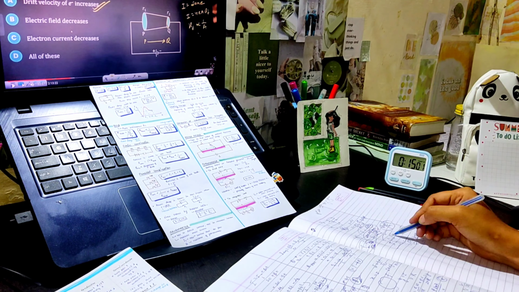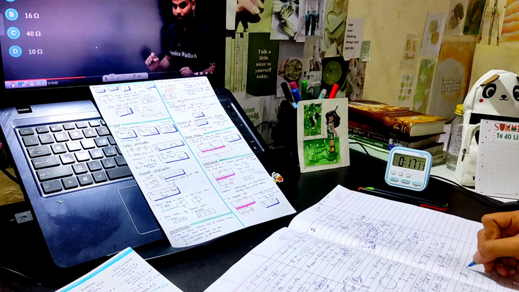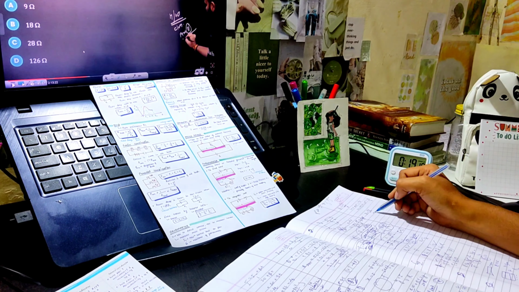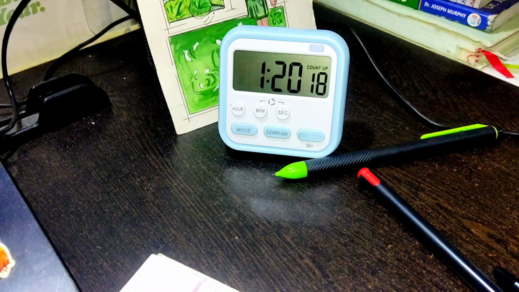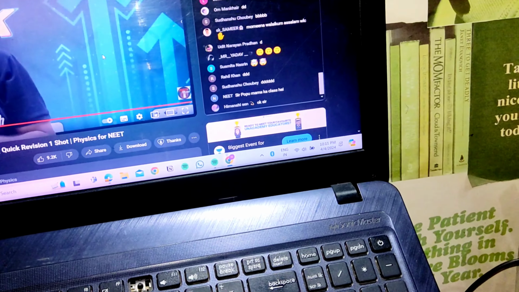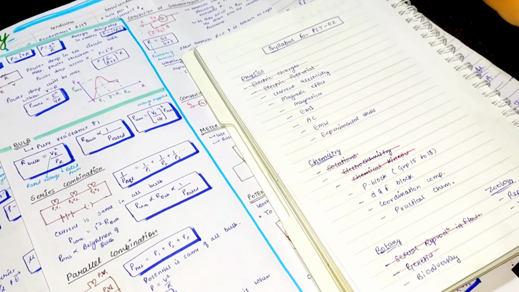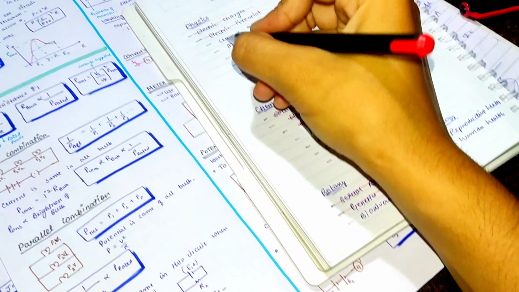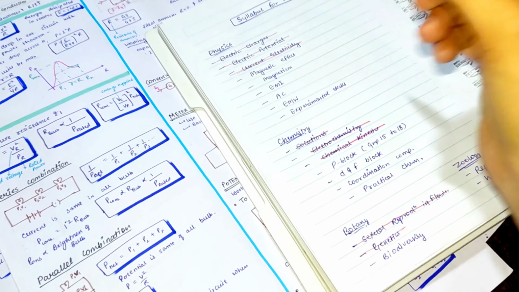And honestly speaking, not every time I practice questions, because sometimes I just don't have time because I have back-to-back tests, so I don't really end up practicing questions. But it is important to practice questions, honestly. Like I've seen this, in the chapters which I've practiced questions, those tests went well and the rest just didn't go that well. Anyways, now I'm done with current electricity.